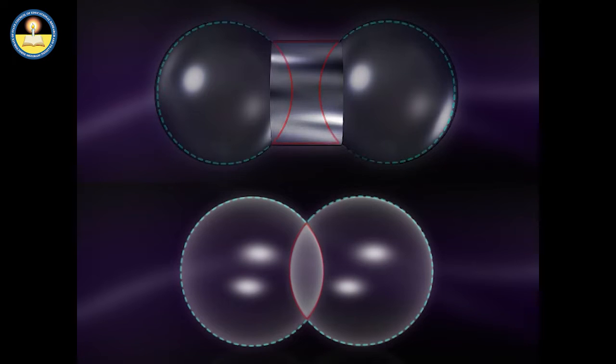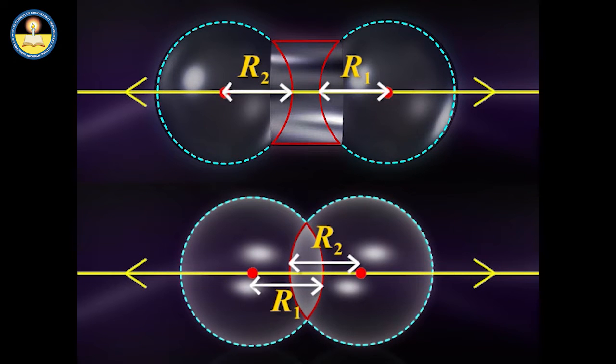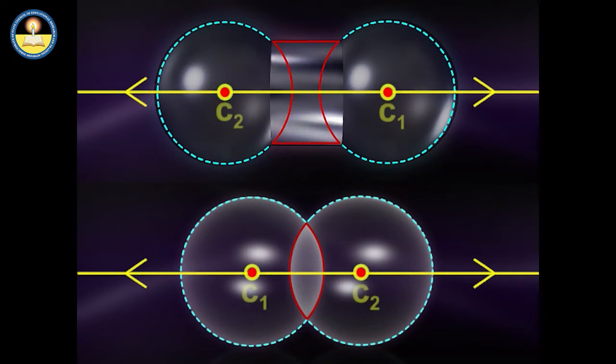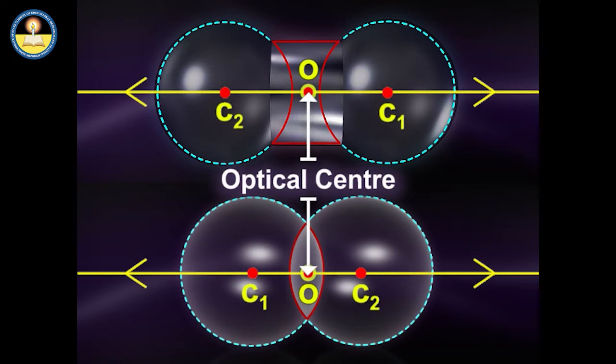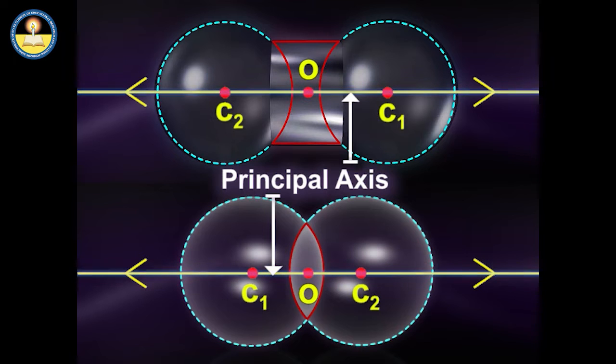A lens is bounded by two surfaces. The radii of the two spheres, of which the two surfaces of the lens form a part, are called the radii of curvature of the lens, and the corresponding centers are called centers of curvature. The geometric center of the lens is called the optical center of the lens. Furthermore, the line that passes through the optical center and the centers of curvature is called the principal axis.